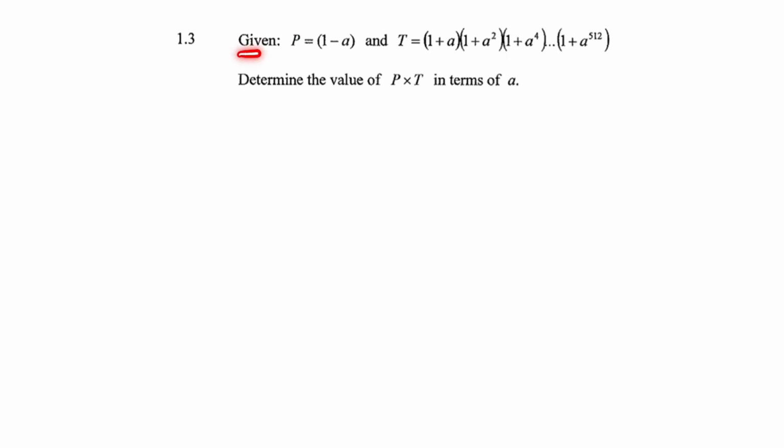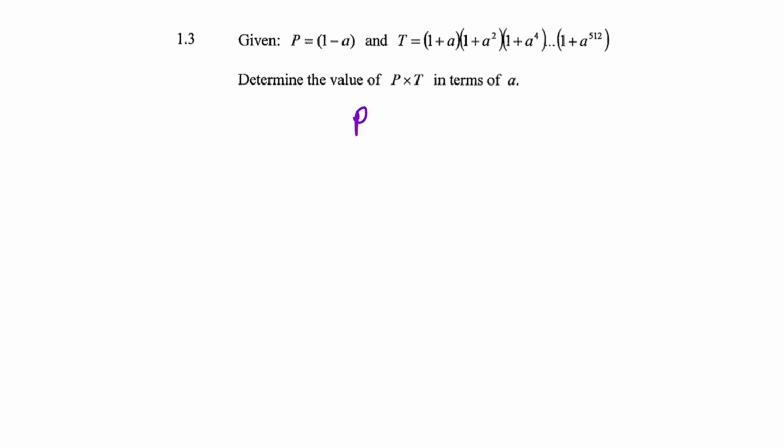So here we are given that P is equal to 1 minus A, and T is 1 plus A times 1 plus A squared plus 1 plus A to the power 4, all the way to 1 plus A to the power of 512. These ellipses mean that this pattern continues all the way up until this last bracket. And it says determine the value of P times T in terms of A. So let us start with that.